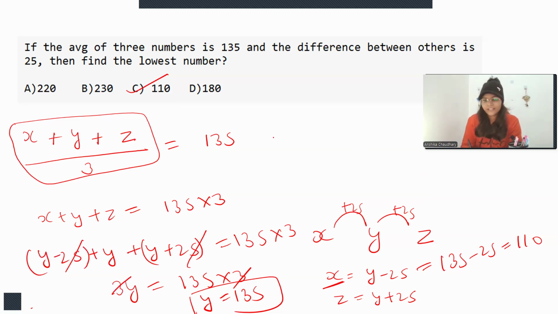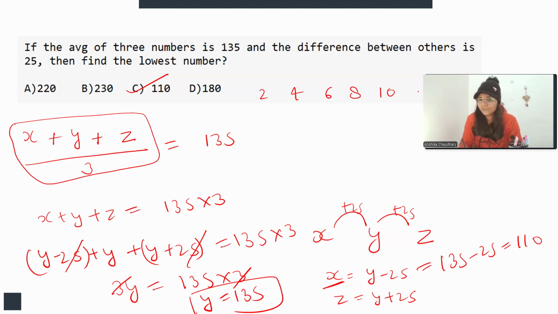See, we know that sorted numbers or consecutive numbers have the average in the middle value, right? Let me explain. If we have 2, 4, 6, 8, and we find the average, I can directly say that the average would be 5.